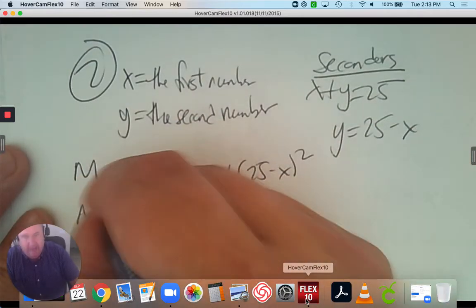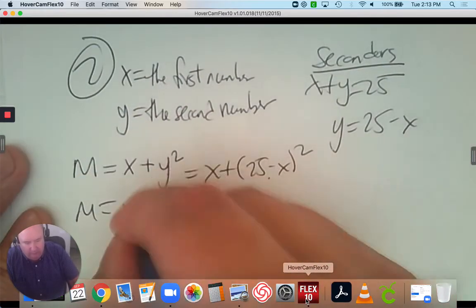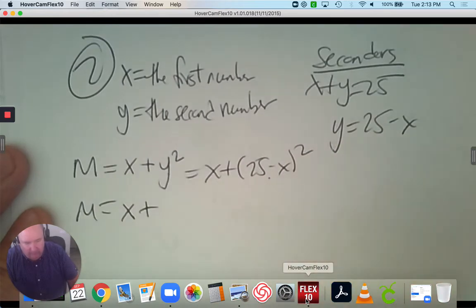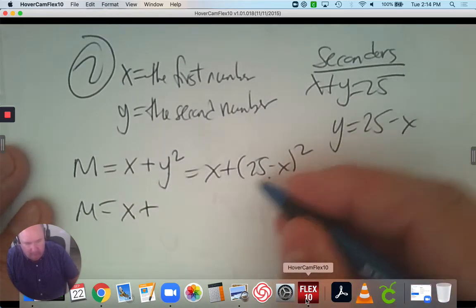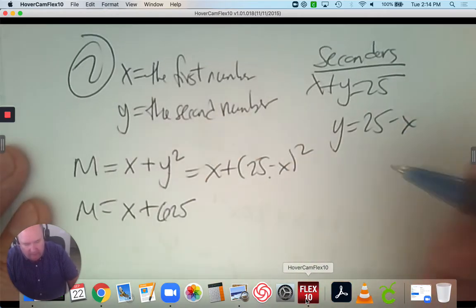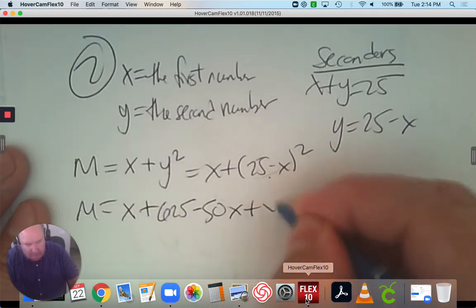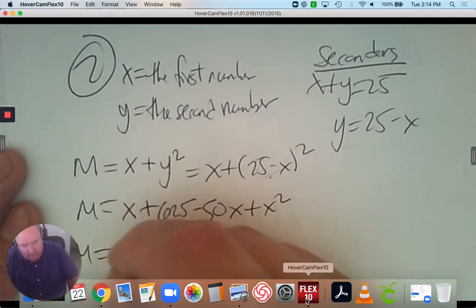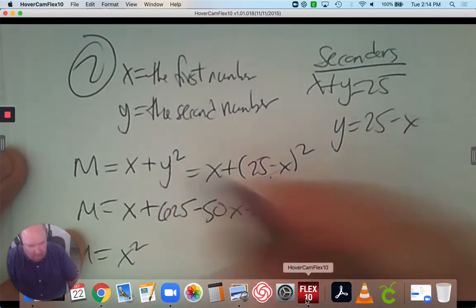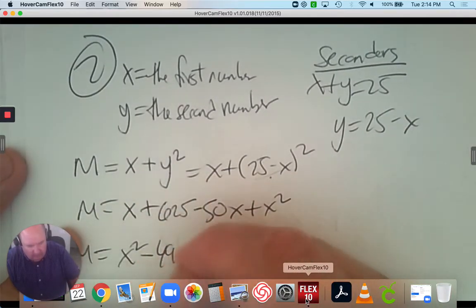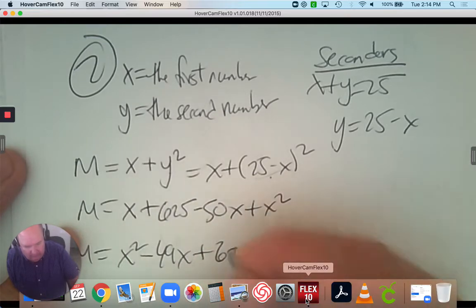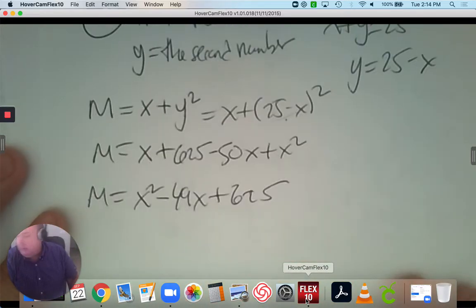Do you have the algebra skills to expand this? Press pause and see if you can expand it and see if it's the same as what I'm doing. So 25 squared is 625. Multiply it together and double it, and then positive x squared. So if I put this together, I get x squared minus 49x plus 625. That's what I get.